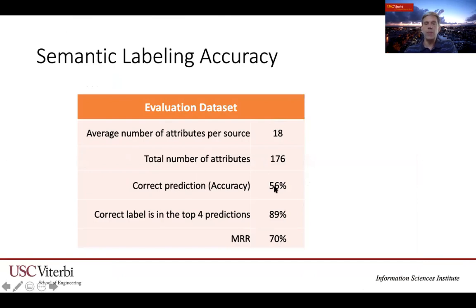So the correct prediction, meaning it got the correct answer as the first result, happened 56% of the time. If we look at the top 4, which is still quite useful because we can use this in an interface that allows the user to review the results and do the final labeling, it was able to get 89% accuracy, which is really quite good.